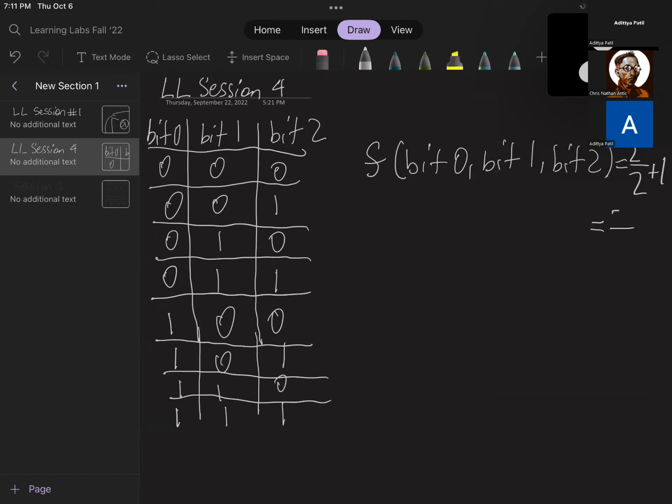So 2 to the power n. In this case, we have 3 input bits, where n is the number of input bits. We have 2 to the power 3 divided by 2 plus 1, which is equal to 5 tries. Now you guys can think about it a bit more. Yeah, n is the number of input bits. Sorry, I didn't specify before.